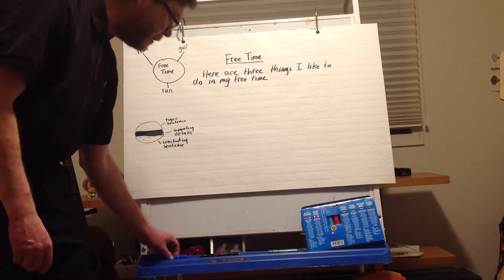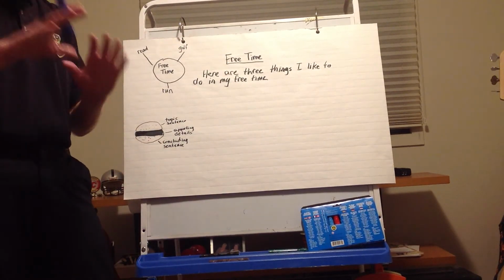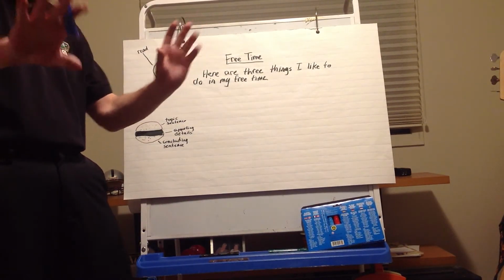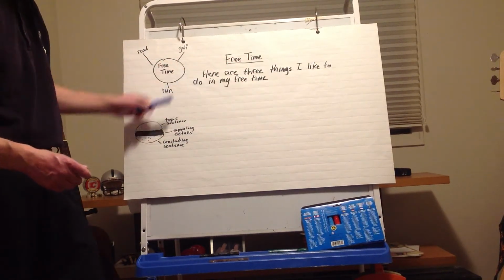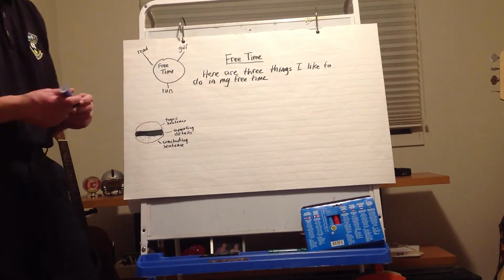Okay, I'm going to change color of pen here. You don't have to. Keep the same color, keep the pencil that you're in. I'm just changing colors so you can see that now, after my topic sentence here, I'm going to write my supporting details.